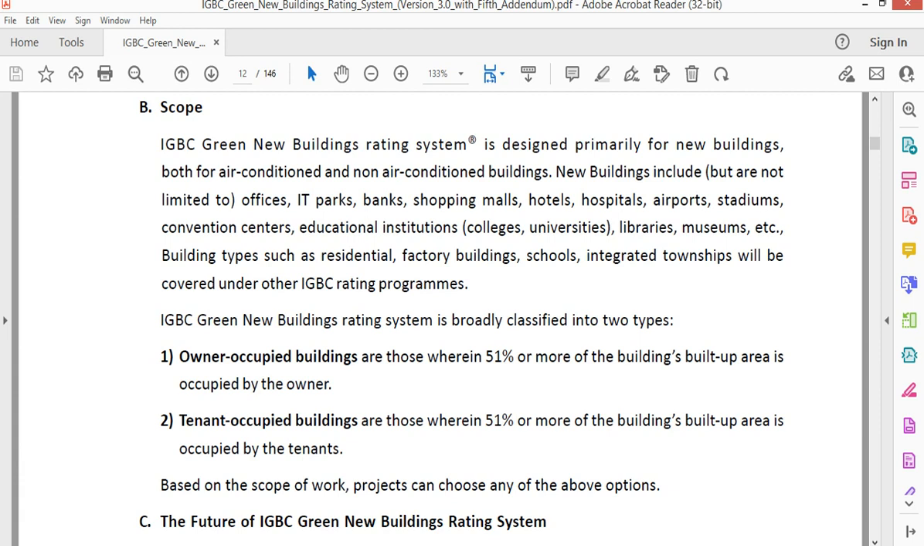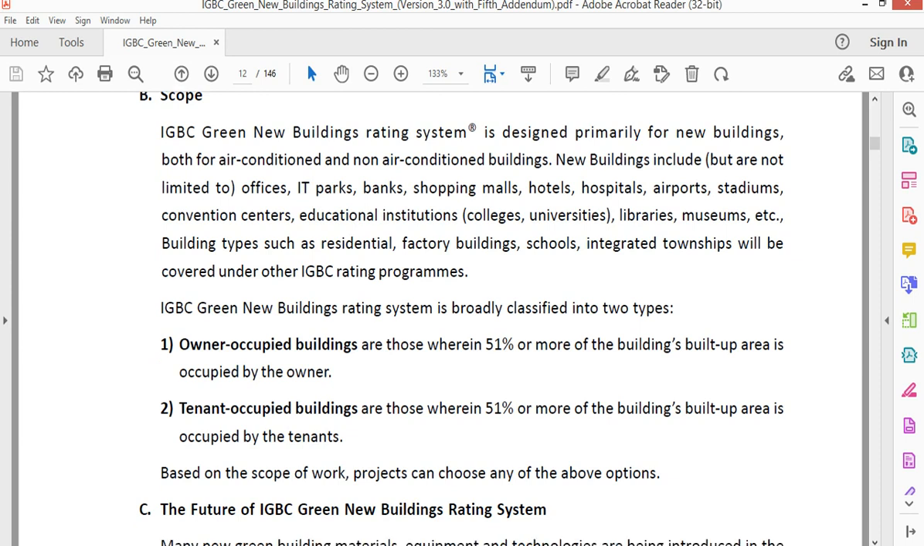So owner occupied buildings are those buildings in which 51% or more of the building's built up area is occupied by the owner. So the built up area actually refers to the sum of the carpet area, the thickness of the walls, the area of the balcony, and the area of the terrace. Then comes the tenant occupied buildings. These are those buildings in which 51% or more of the building's built up area is occupied by the tenants. So based on the scope of the work, the projects can either register themselves as owner occupied buildings or tenant occupied buildings.